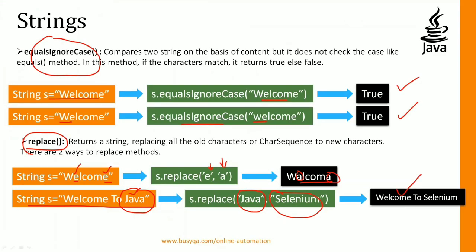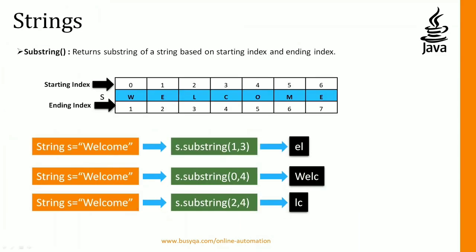This is another method we have: equals, equals ignore case, and replace. And the next one, we have a very important method called substring. So you need to carefully understand this. Substring is a method which will retrieve a substring of a whole string. Suppose I want to capture the first three characters or the last three characters or the middle two letters. I want to extract some substring from the main string. I can use the substring method.